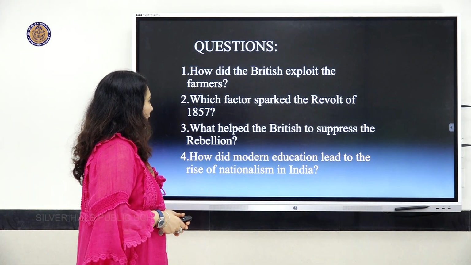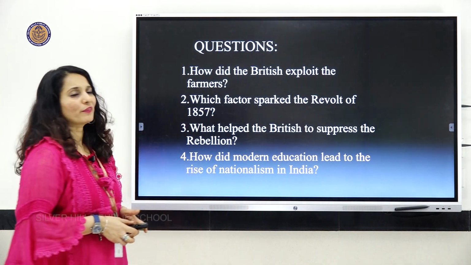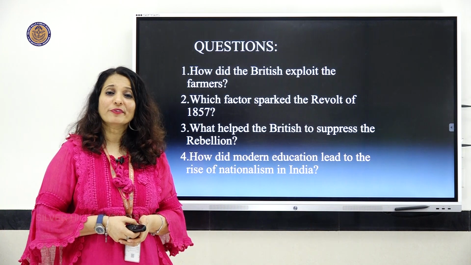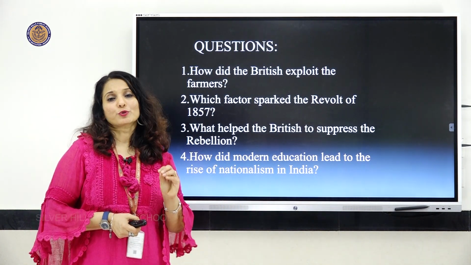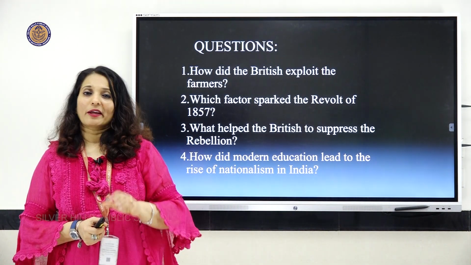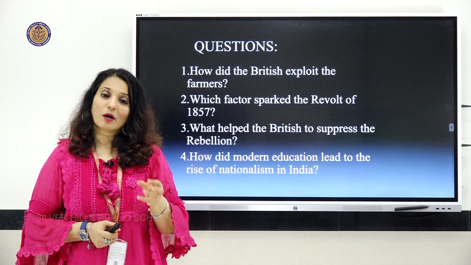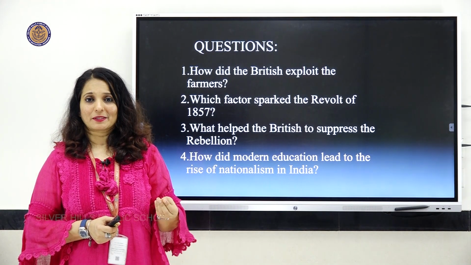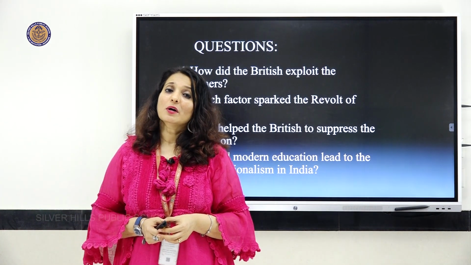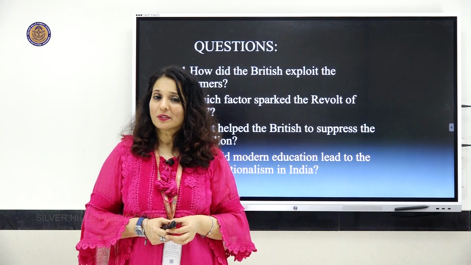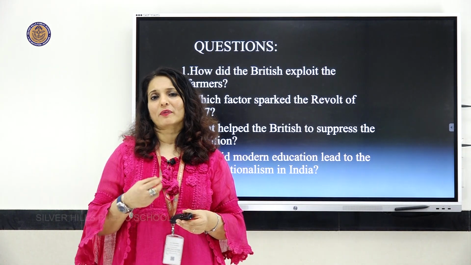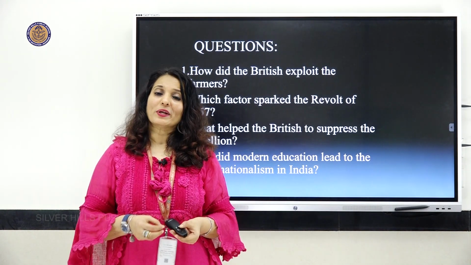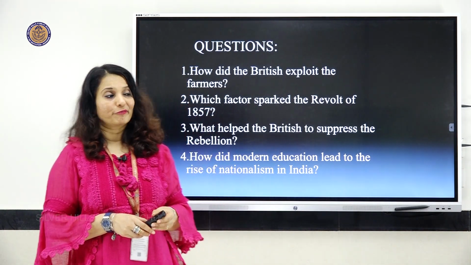The second one, which factors sparked the revolt of 1857? Mainly it was the Enfield rifle, or the cartridge which was used inside the rifle. The cartridge was covered with a greased wrapper of the skin of cows and pigs, which hurt the sentiments of the Muslims and the Hindus, because the soldiers had to bite the greased wrapper off the bullets of the cartridges before inserting it into the Enfield rifle.